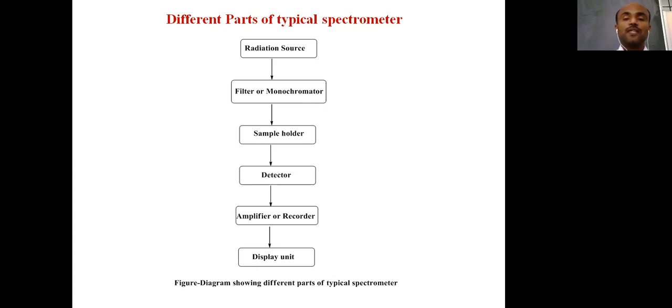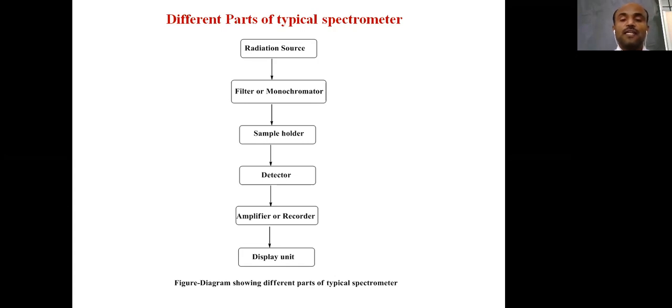A spectrometer is an instrument that is used to record and analyze the response given by the sample to particular electromagnetic radiations. And we have different types of spectrometer such as UV spectrometer, UV visible spectrophotometer, IR spectrophotometer, etc. All these spectrometers contain some common components or common parts, and these are the names of different common parts and how they are connected, interlinked with each other. So the first important part of any spectrometer is the radiation source.